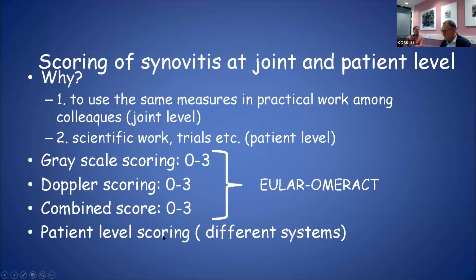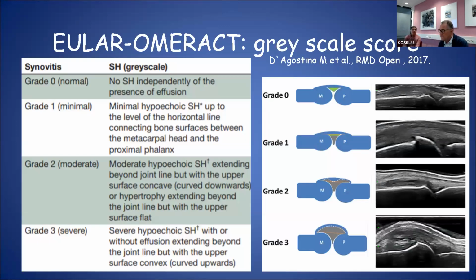Then we have the second level, patient level, so we put all these joints together. That's more for scientific work. The EULAR-OMERACT score is not easy, but in a few words: grade 0, grayscale is normal, no synovitis, no grayscale thickening. Grade 1, minimal hypoechoic synovial hypertrophy. Then moderate, a little bit more, extending beyond the joint line, but with the upper surface concave. And then we have the severe case, where it is convex, so much synovitis that it goes clearly over the joint line.